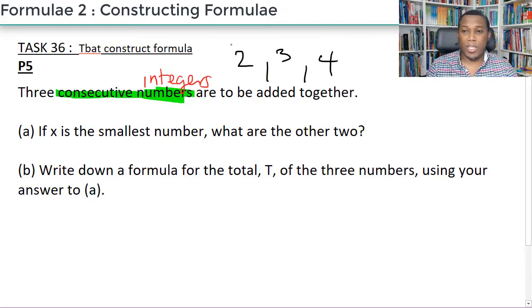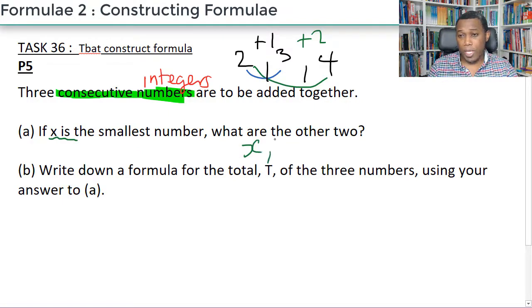And how can we generate those? Well, what did I do? I added 1, and if I want to go from 2 to 3, I'll add 1. And if I want to go from 2 to 4, then I'm going to have to add 2. And that's the logic. We're not starting at 2, but in this case we're starting with x. X is the smallest number, we're told. So what are the other two?